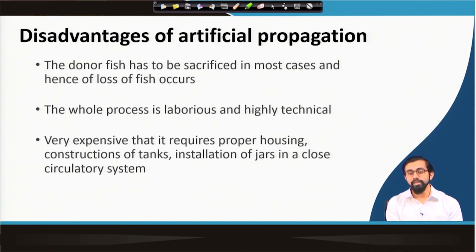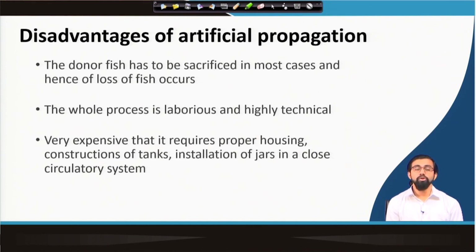It's actually expensive in nature, because you have to have proper housing, you have to have the incubators, you have to install the jars, you have to construct the tanks and so on, in closed circulatory systems. And because of this circulatory system, the water that you will be using there also has to be recirculating in nature, or at least the freshwater exchange has to happen very frequently. So all these things make it a little bit expensive compared to the natural or the semi-natural one, but it can be neutralized, or even definitely suppressed, if you go for proper scientific methods, and it will even give you additional fruits as well.